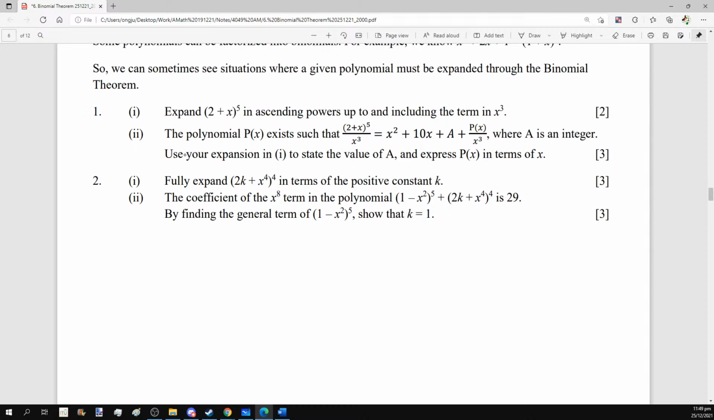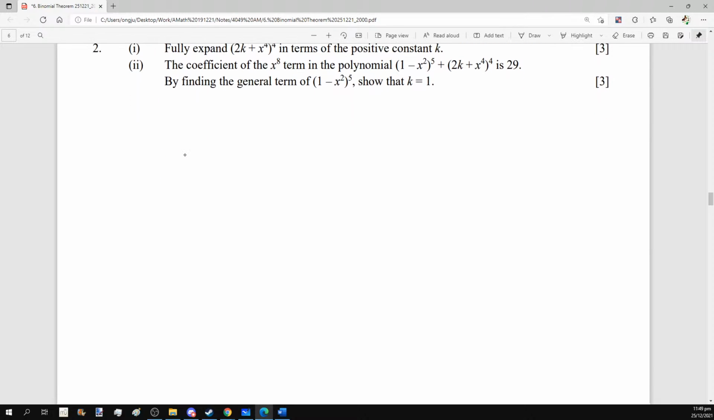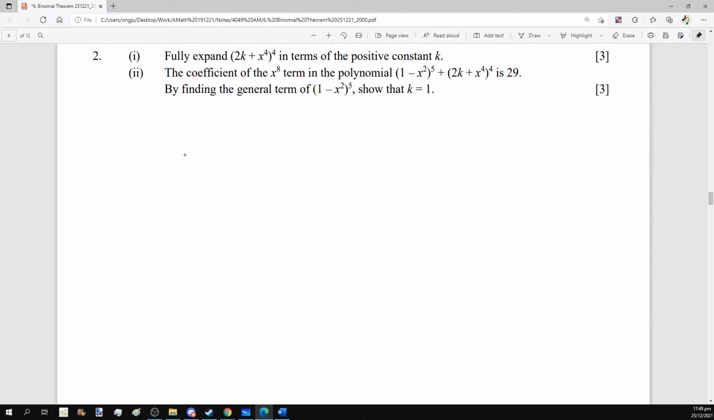Now, some questions will ask you to play around with multiplication a little bit. So just as an example, a practice, I will go through the second problem on this page. Let's take a look at problem number 2. They want us to fully expand (2k plus x^4) to the power of 4. It says fully expand, so you're going to have to write down every single object.